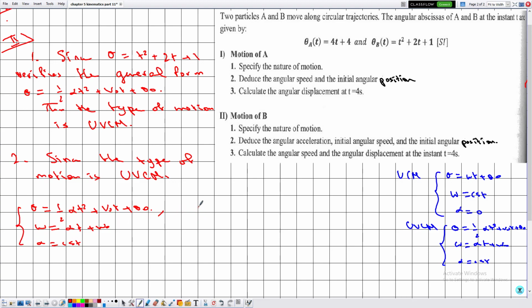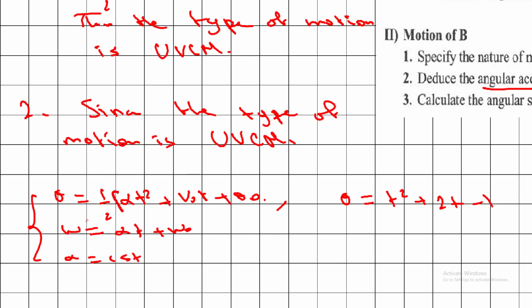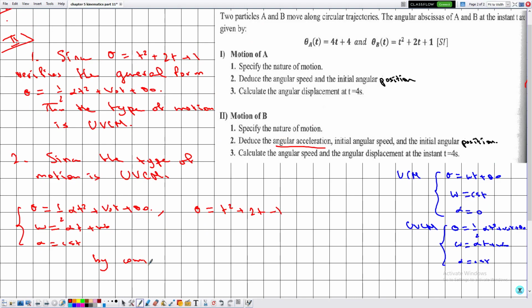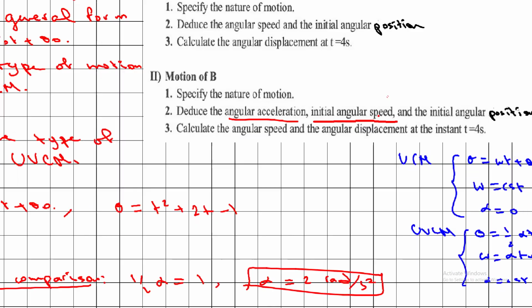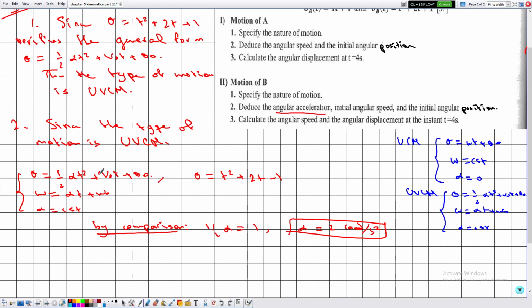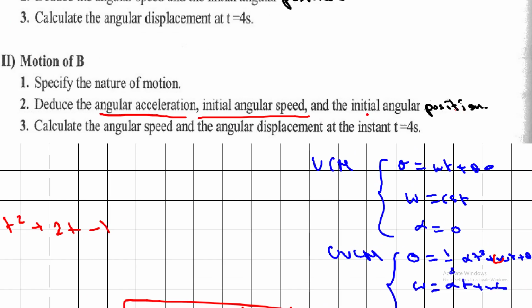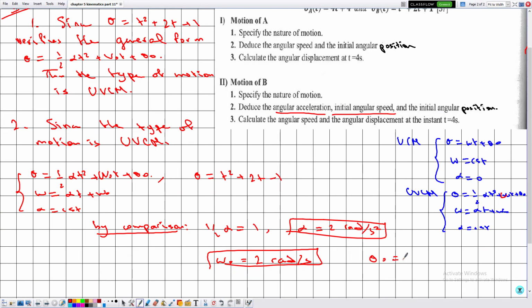So in this case the given form is theta equal to t squared plus 2t minus 1. We are interested in determining the angular acceleration, which is alpha. So by comparison, half alpha is equal to 1, then alpha is equal to 2 radians per second squared. I don't remember that I have defined the unit of alpha, now I will get back and define them. So what about the initial angular speed? This is omega 0 here. Comparing the linear terms, we can see that omega 0 is equal to 2 radians per second. And as for the initial angular position, theta 0 is equal to minus 1 radians.